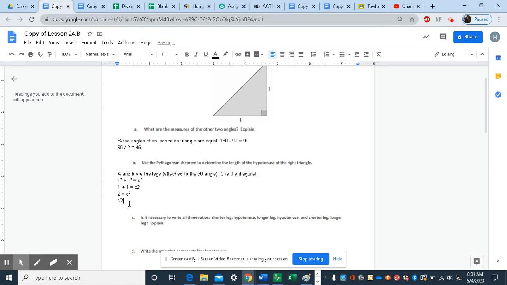So now I have the square root of 2 equals c. If you wanted to type that in your calculator, you would get a decimal that's equal to 1.41.